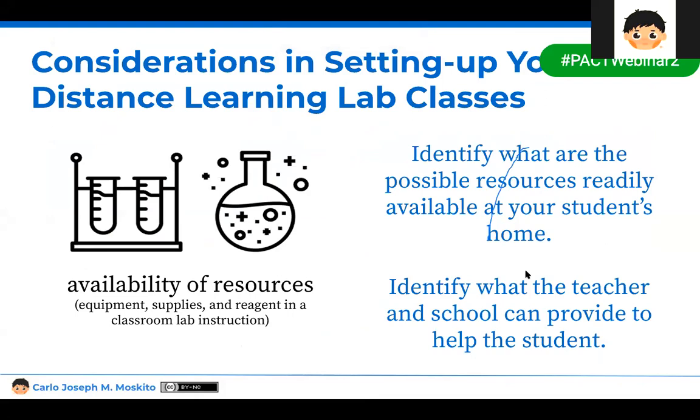Then also, the third consideration is the availability of resources. So if you are teaching in the physical laboratory, the brick and mortar laboratory, you should identify the equipment, the supplies, the agents that you need. But that may or may not be true right now, because the laboratory right now is the home of your students. So we need to identify what are the readily available materials at your students' homes that they don't need to buy anything. For example, do they have salt to do this experiment?